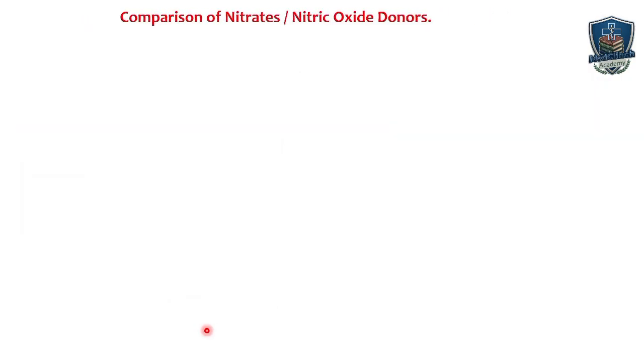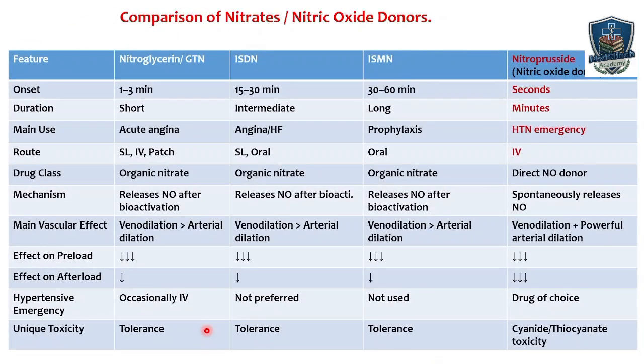Now, the following chart is basically a summary of what I was trying to explain. When it comes to nitrates and nitric oxide donors, we always have four major drugs. The first nitrate here is the nitroglycerin, or GTN. You've got isosorbide dinitrate and isosorbide mononitrate. And the nitric oxide donor here is sodium nitroprusside. So when it comes to onset, the nitroglycerin obviously works within 1 to 3 minutes.